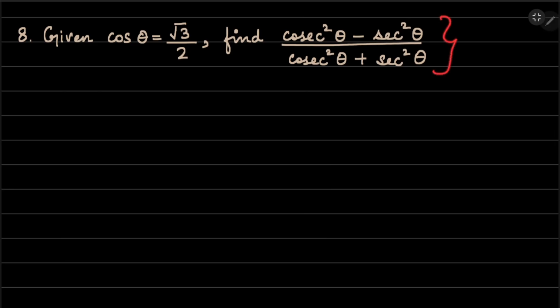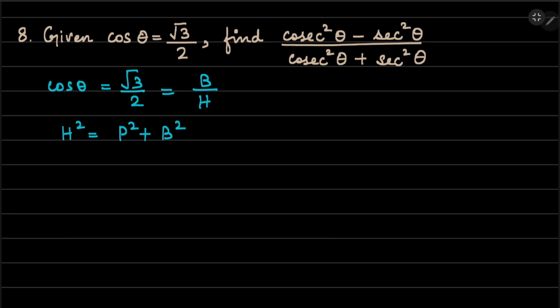You have to find the value of (cosecant squared minus secant squared) divided by (cosecant squared plus secant squared). So what is cos theta? You are given cos theta is nothing but root 3 by 2. Cos theta is nothing but base by hypotenuse, right? So using Pythagoras theorem, we know that h square equal to p square plus b square, right?